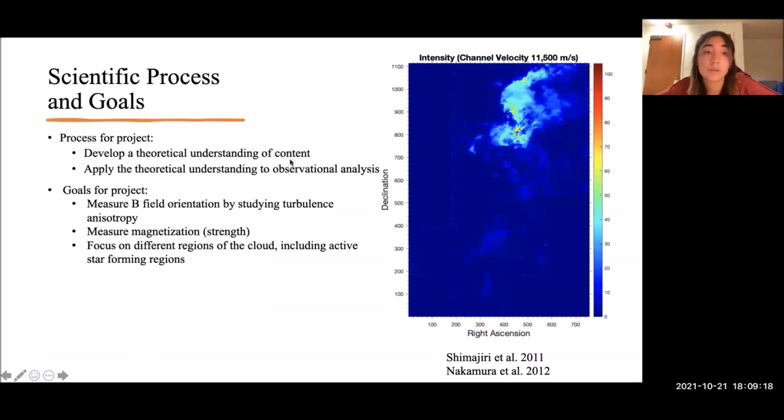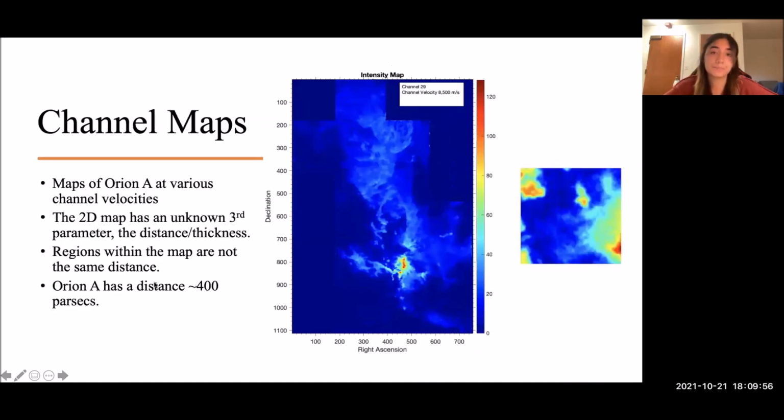Now onto our scientific goals and our process. Our process for this project was to develop a theoretical understanding of the content, then to apply that theoretical understanding to observational analysis. Our goals are to measure B, the magnetic field orientation, by studying turbulence anisotropy, measuring the magnetization or strength of the field, then focusing on different regions of the cloud, including active star forming regions. On the right, this is an intensity map where the brighter areas are the regions we're going to focus on, where star formation occurs.